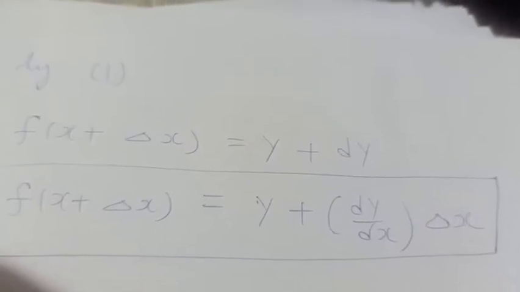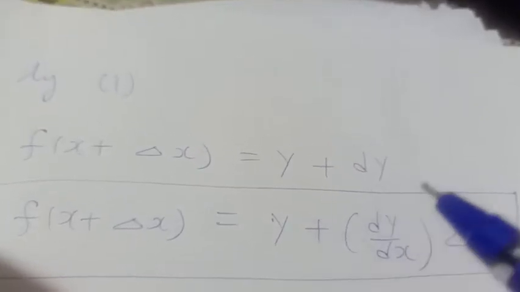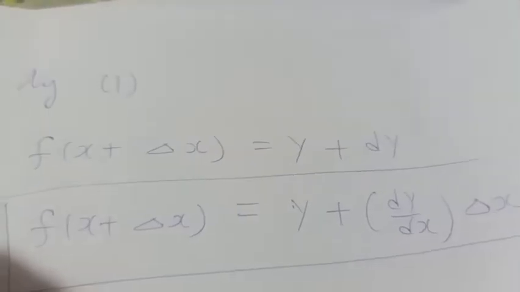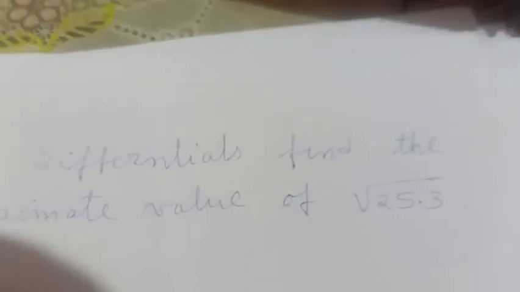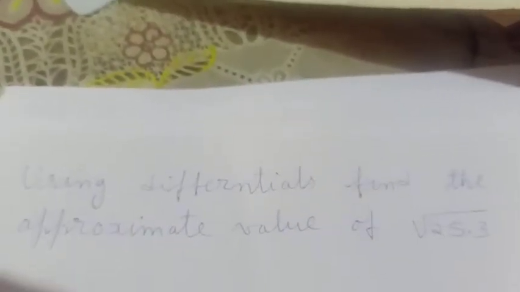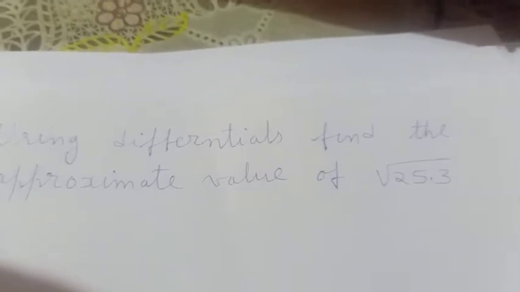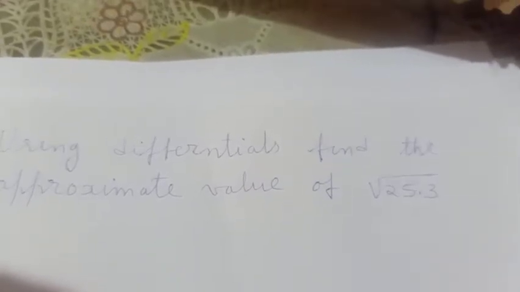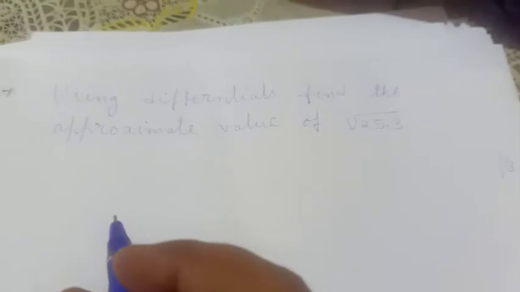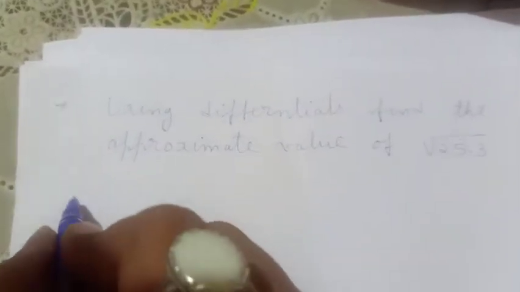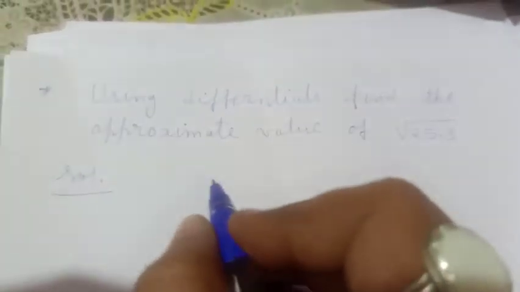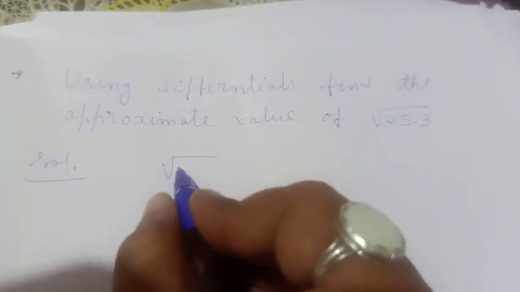So this is the formula we will use for finding the approximate values of a function. Okay, so let's start the chapters. Now this is our first question. Using differential, find the approximate value of root 25.3. So let's start the solution. This is the value you have to find, 25.3.